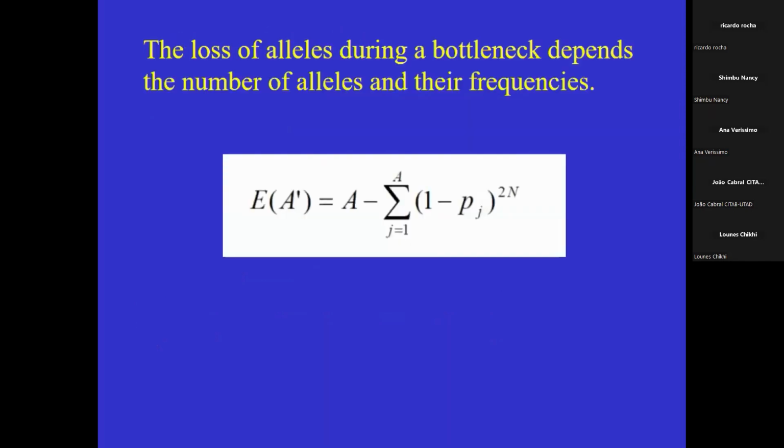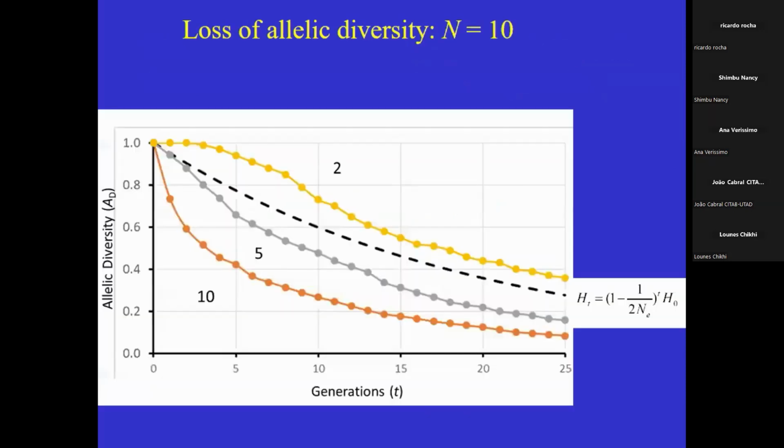And as you probably got the idea now, allelic variation is much more complicated. So if we have A alleles in a population now, and we go through a bottleneck, the number of alleles left after the bottleneck is a function of the number of alleles and their frequencies, which is P of those alleles. So allelic diversity is much more complicated than is heterozygosity.